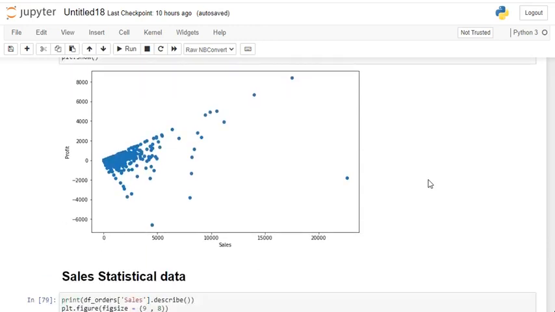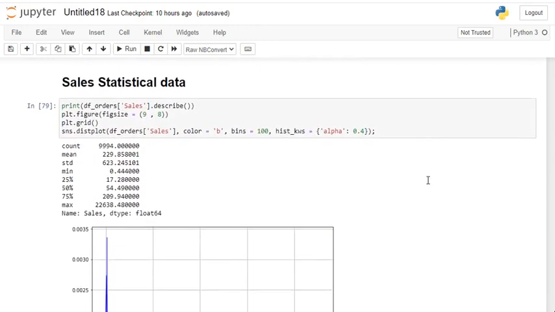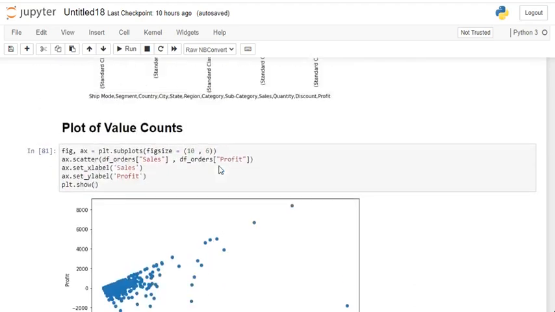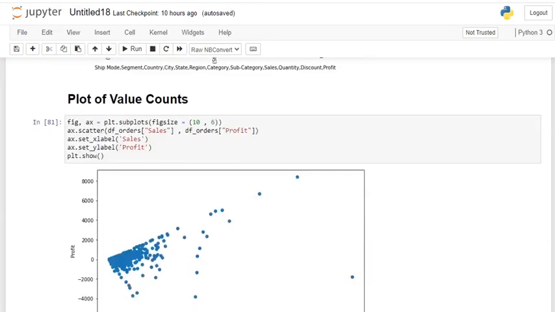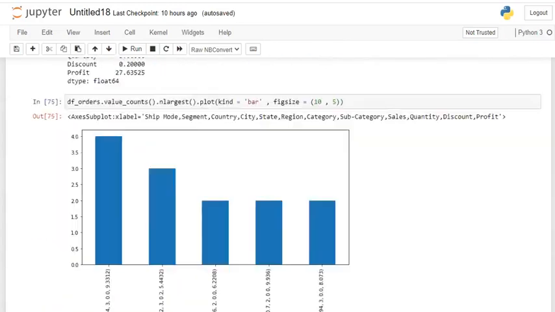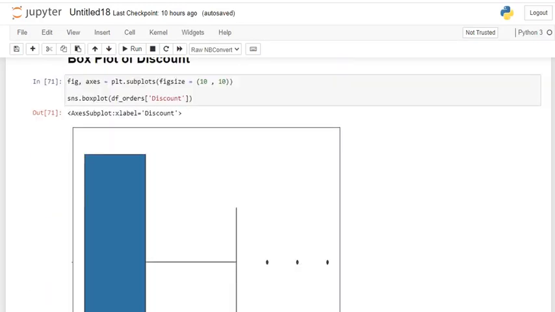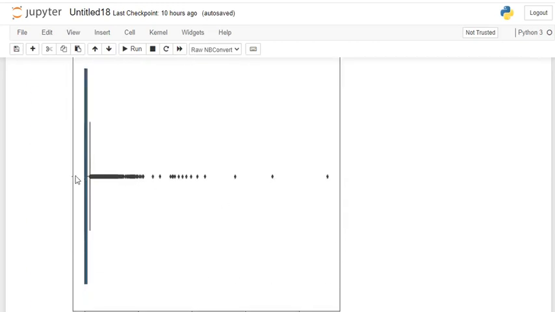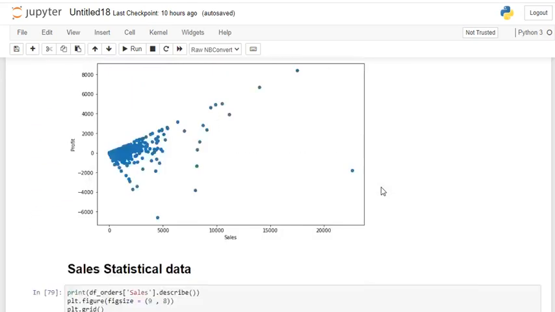Plot of value counts, sales statistical data. The total count is 9,904, and the mean, standard deviation. This is the sales, already. The sales statistical data, already, will be visualized here. This is the box plot of sales. So here are the first quartile, third quartile and median. These are the outliers. The same thing, the values are shown here.